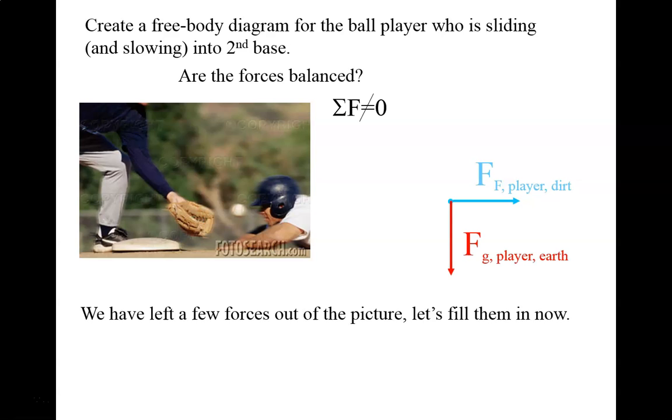And now he's moving to the left and slowing, which means the net force has to be only acting to the right, which means there's got to be something canceling out his downward force. That would be a normal force, and that would be a normal force on the player by the dirt. And can I use hash marks? I can use hash marks for the up and down.